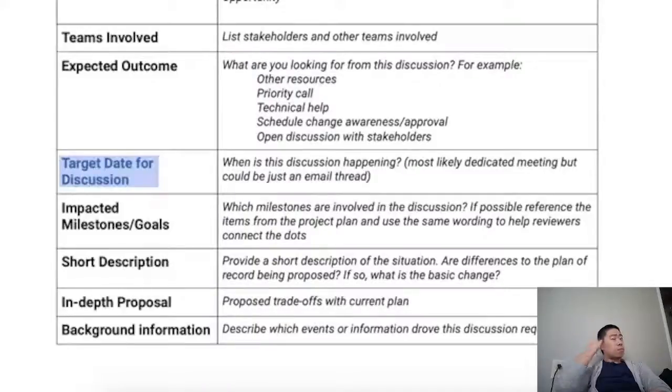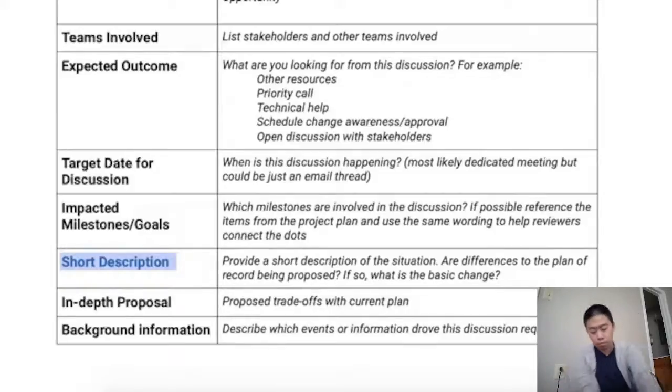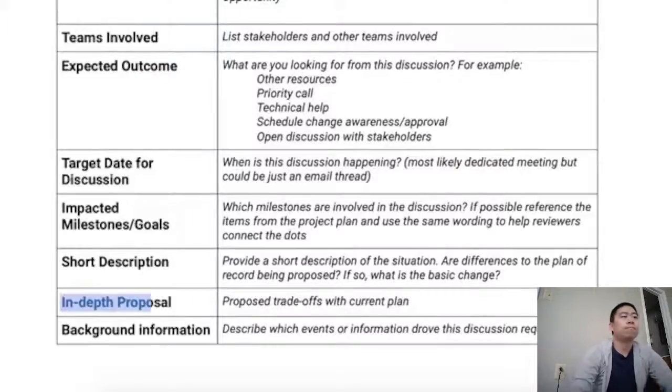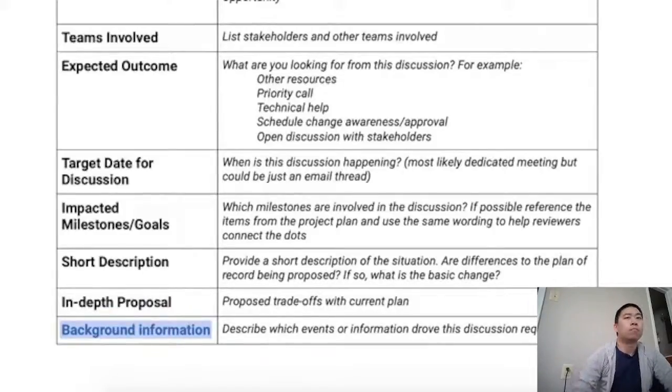Add the target date for discussion and identify which milestones or goals might be impacted. Provide a short description of the current situation, the change, and any difference you expect to make to the plan of record, like a snapshot of the before and after. Then go into an in-depth proposal for the necessary changes and address any trade-offs. And finally, provide any background information so that everyone shares the same context.